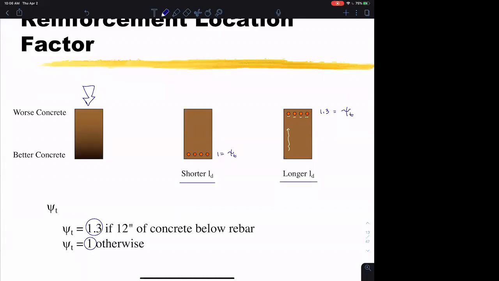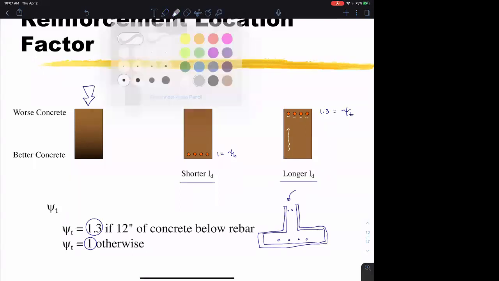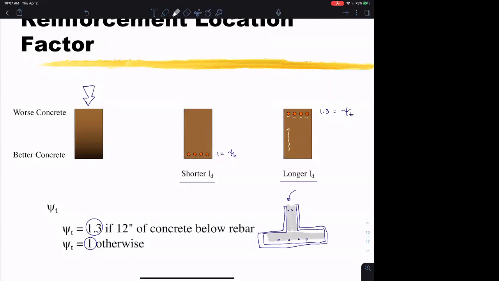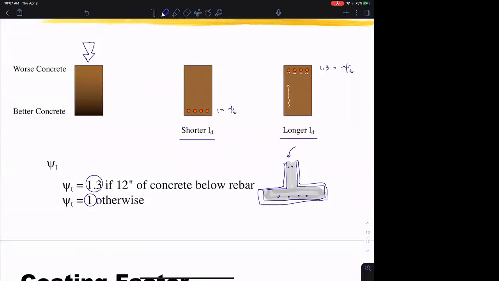Here's something to think about. What if you made a T-beam, but when you make the T-beam, you pour it upside down. So here's the formwork. Here's your bars. And then you pour in the concrete like this. And then when you use the beam, you use the beam like this. So you've got the bars up here and these bars down here.